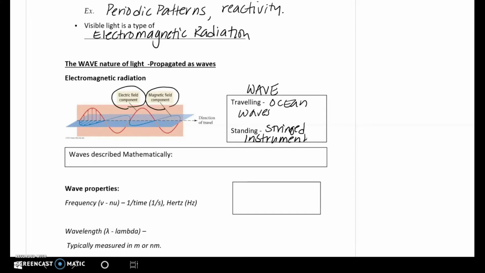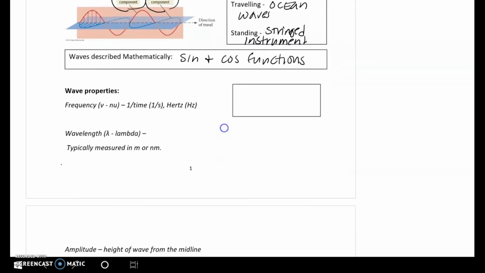So waves can be described mathematically, and that is by sine and cosine functions. Now, we're not going to do any of this math, especially for folks who haven't taken that type of math yet. But we know that they can be described by our sine and cosine functions. What I would like the class to know about wave properties, and what we focus on, is we're going to look at the term frequency.